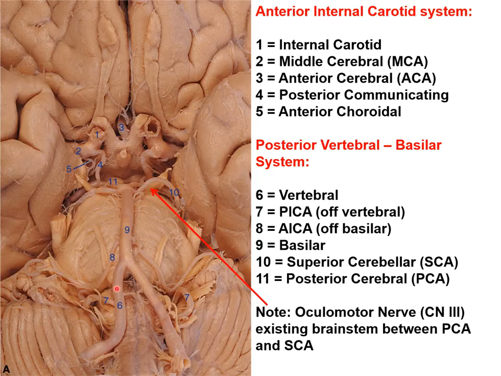So we see the posterior cerebral and posterior circulation and the anterior carotid artery. And coming together right here at number 4, the posterior communicating artery, which connects the anterior circulation to the posterior circulation.